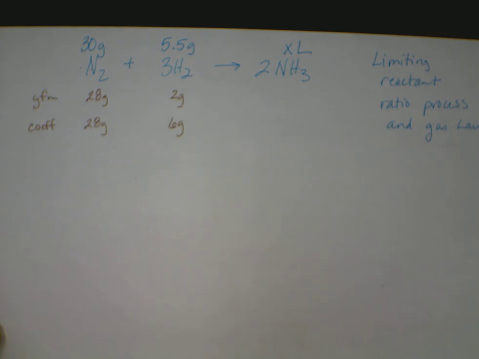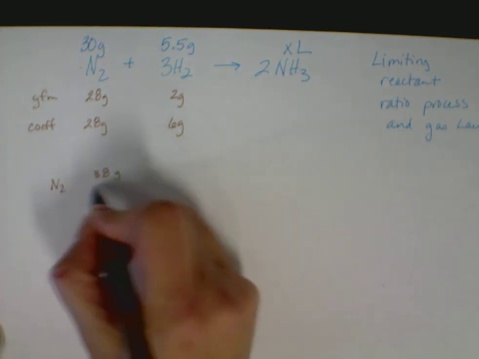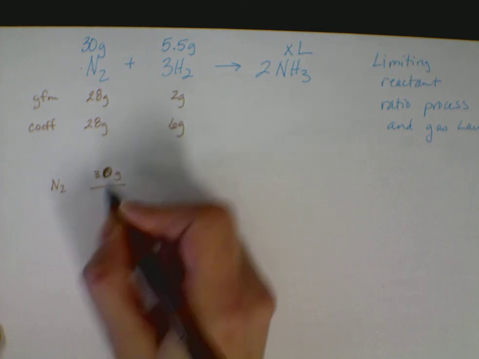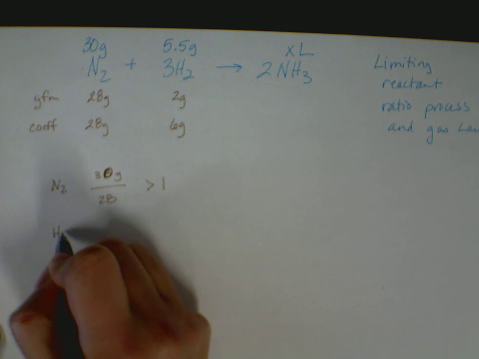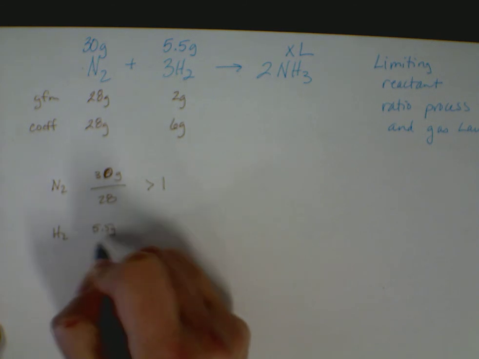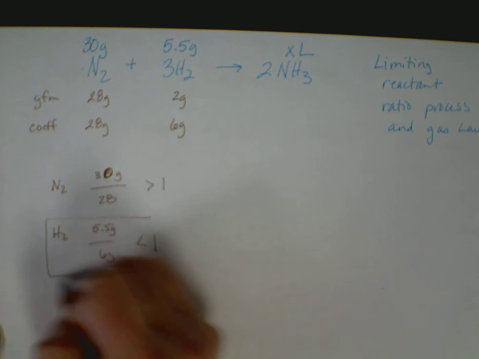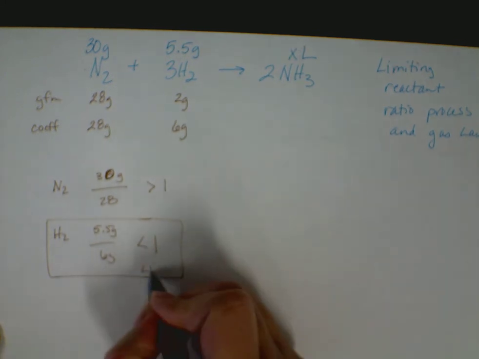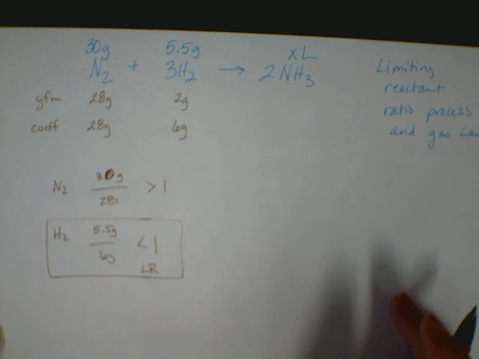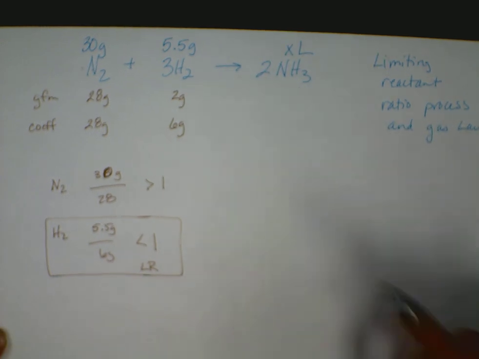So then you need to figure out, for nitrogen, 30 grams over 28, that's going to be more than 1. For the hydrogen, I have 5.5 grams over 6 grams. That's less than 1. So I'm going to run out of hydrogen before I run out of nitrogen. So that means that hydrogen is my limiting reactant. And when I do the stoichiometry to figure out how many liters of NH3 I'm going to make, I must use H2 because I'm going to run out of that first.